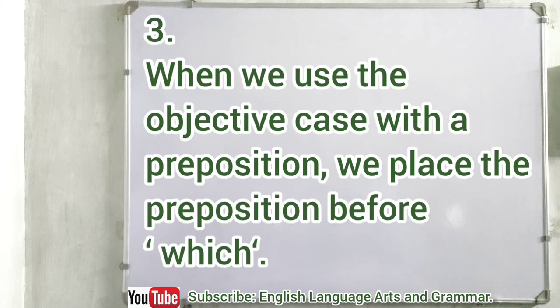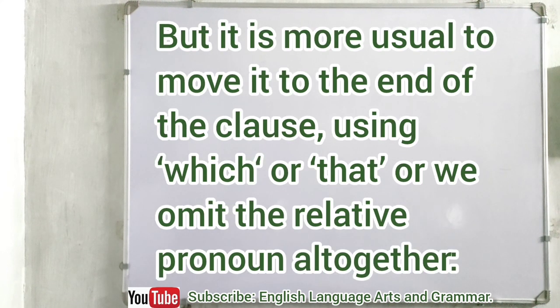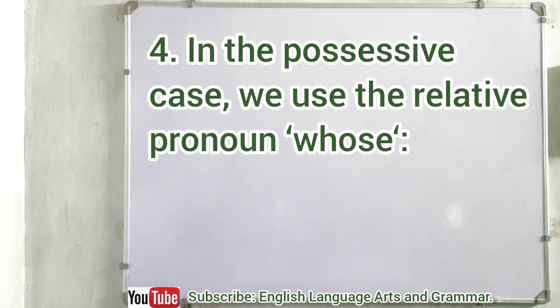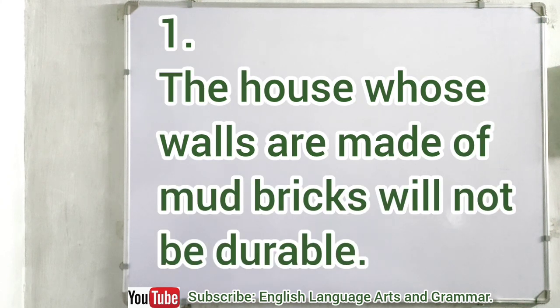When we use the objective case with a preposition, we place the preposition before which, but it is more usual to move it to the end of the clause, using which or that, or we omit the relative pronoun altogether. Examples. Example 1. The chair on which I was sitting was made of teak wood. The chair which/that I was sitting on was made of teak wood. The chair I was sitting on was made of teak wood. In the possessive case, we use the relative pronoun whose. Example 1. The house whose walls are made of mud bricks will not be durable.